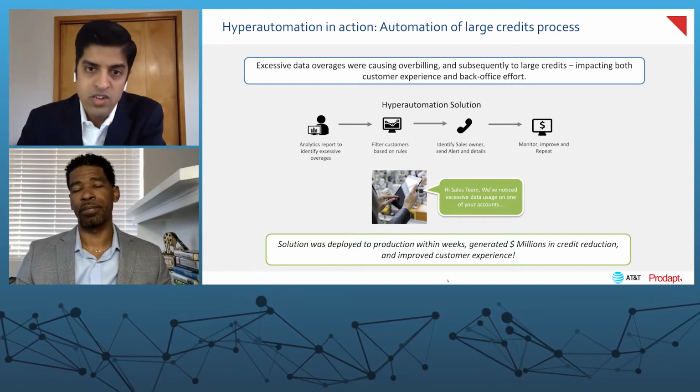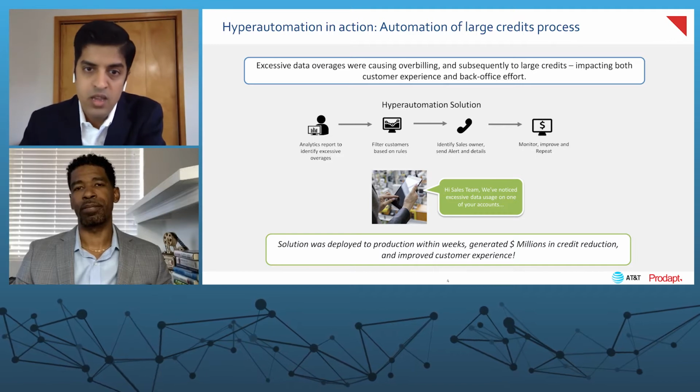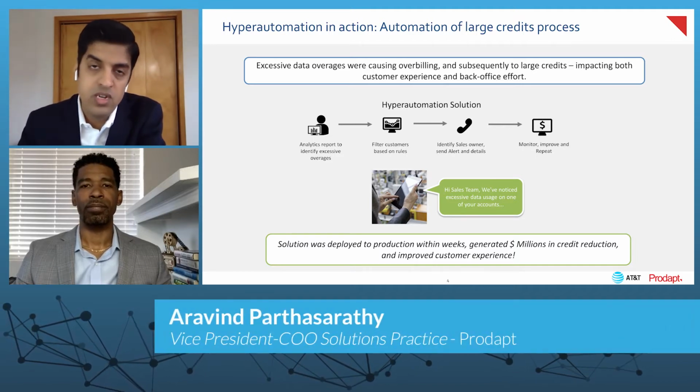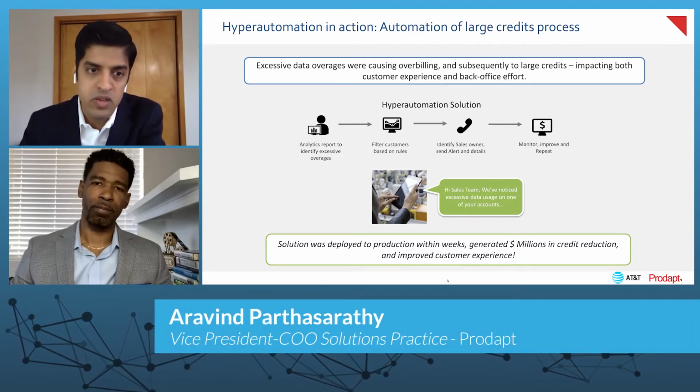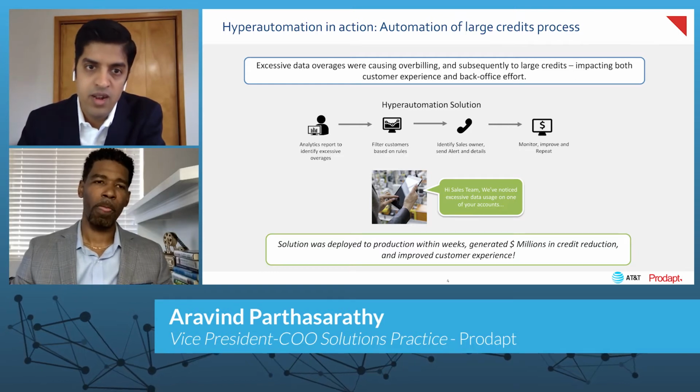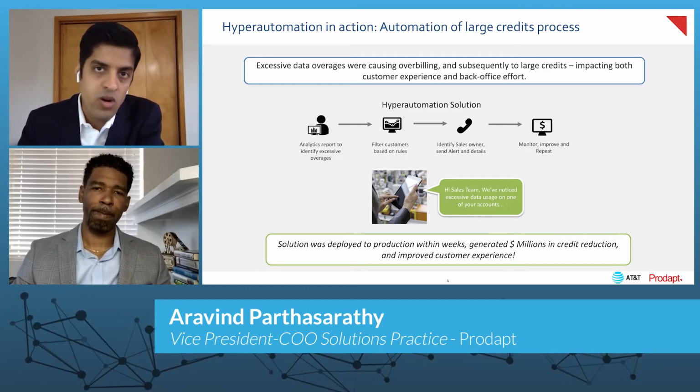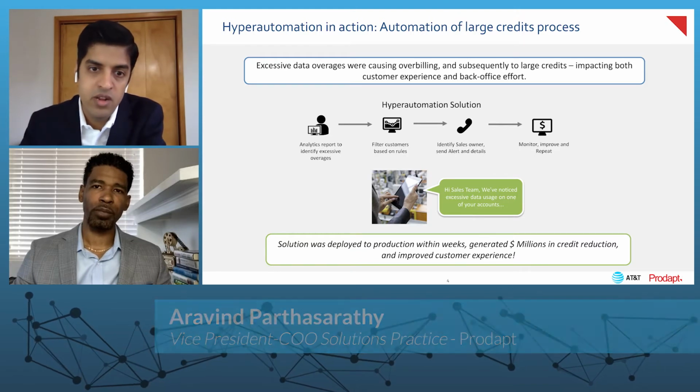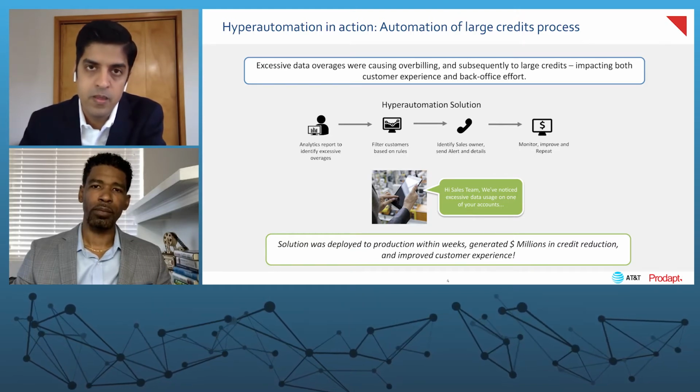Now, a lot of times in use cases like this, it's how quickly we can get the solution to production that can be a problem, right? I know in this case, it was fairly rapid. Can you talk us through how we set it up at AT&T so that we have such rapid releases?